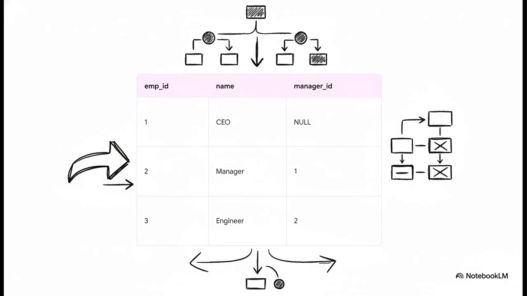So to see how this works, let's use the classic example, an employee table. You've got an employee ID, their name, and a manager ID, which points right back to another employee in the very same table. Our goal here is to map out the entire company structure.